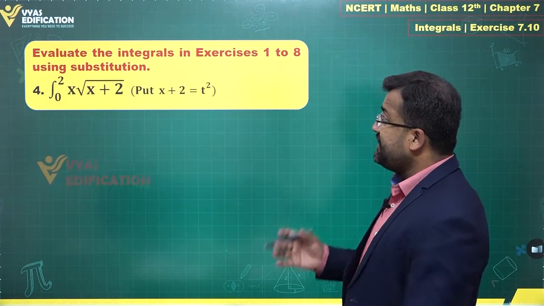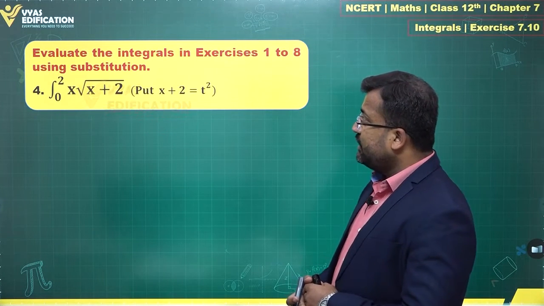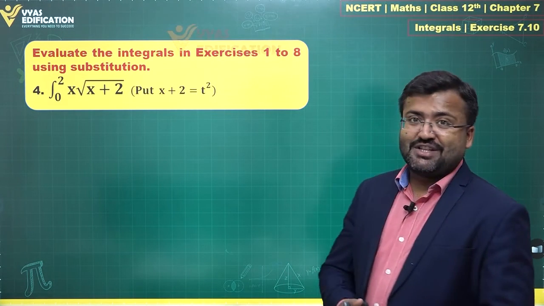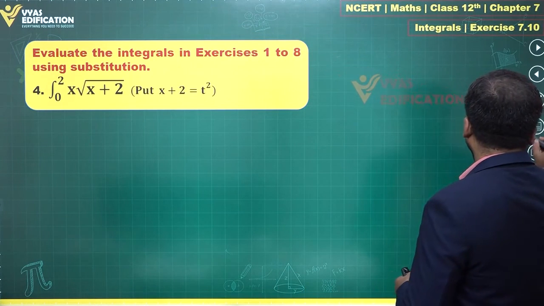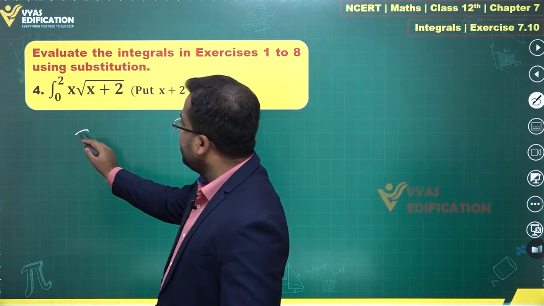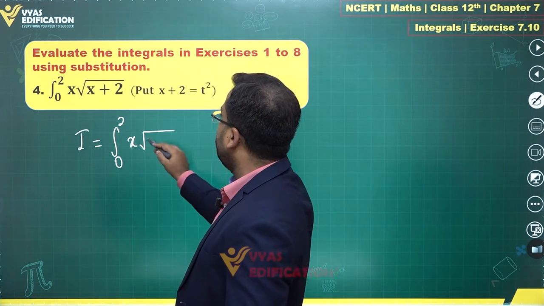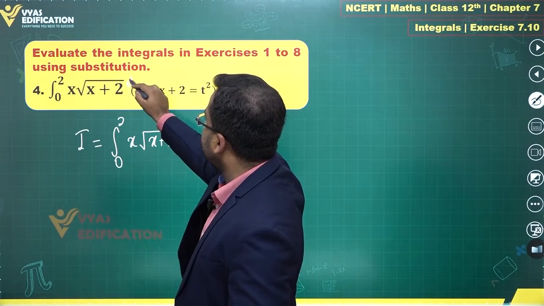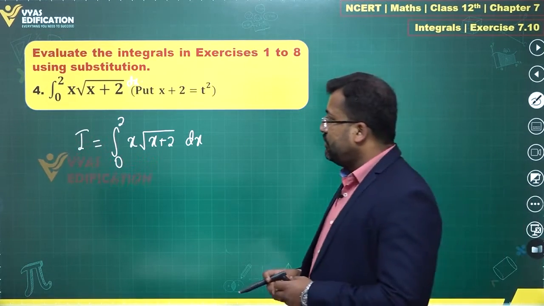Question number 4 says, evaluate integral from 0 to 2 of x under root x plus 2. And there's a hint given over there. Put x plus 2 equals t square, right? So we'll use that hint and see how the question gets solved. And I, as you can see, is integral from 0 to 2 x under root of x plus 2 dx. Okay, there's a dx missing over here. There should be a dx over here. Yes. 0 to 2 x under root of x plus 2.